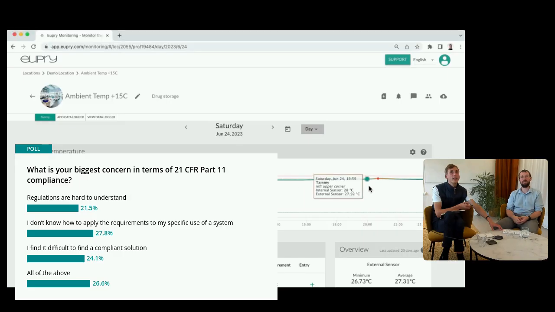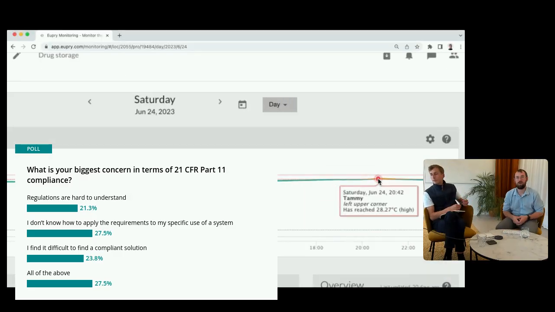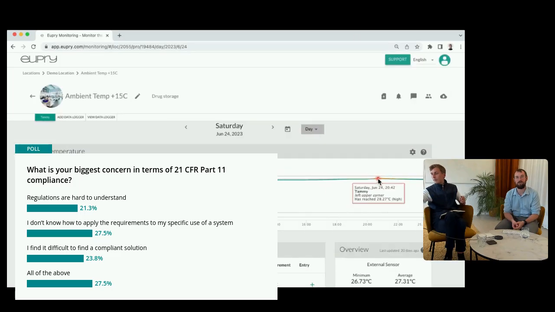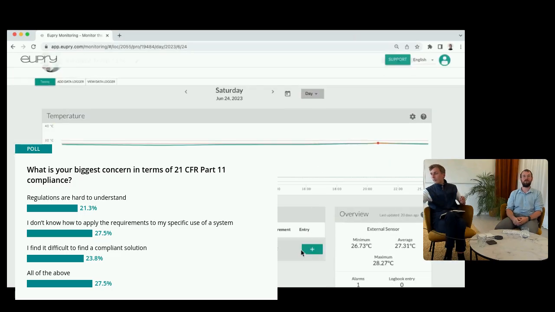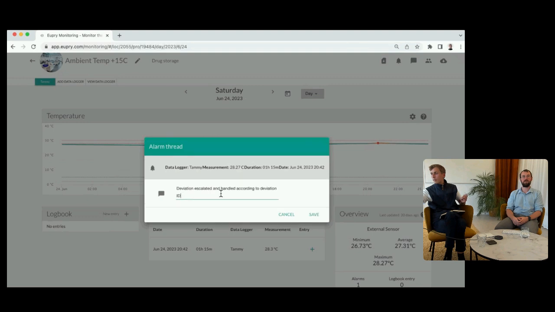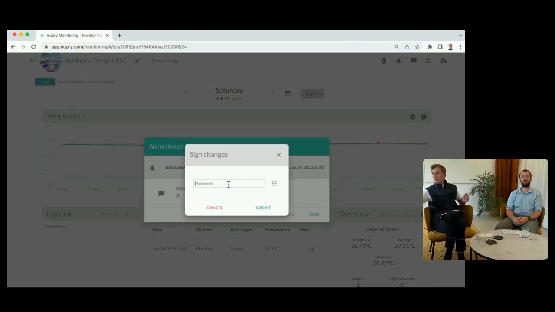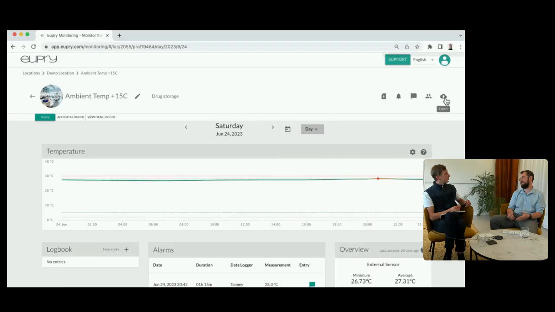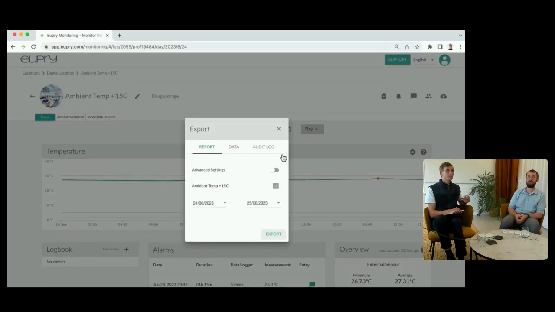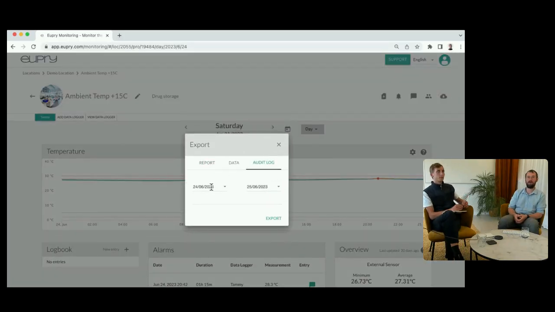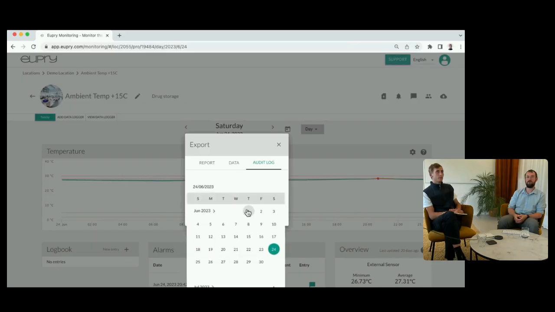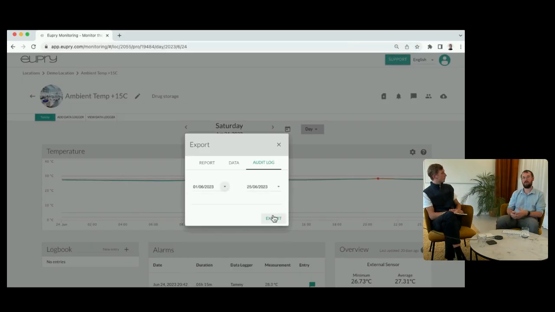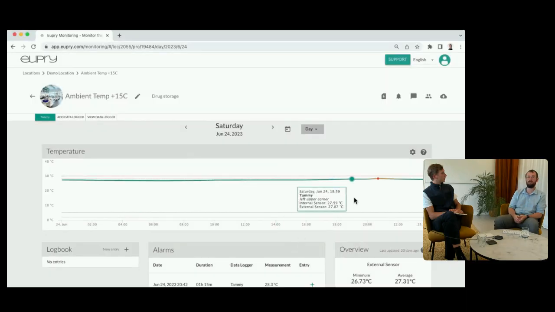So here's an example of an alarm that has occurred. So we have a user here who notices that there is an alarm. And in order to do deviation management, they will type in a message following the controlled flow. And one thing you'll notice here is that that user has to type in a password again. So that's one of the very specific requirements from 21 CFR Part 11. This also means that we'll be able to download an audit log and see that that person has made that change at that very specific point in time.